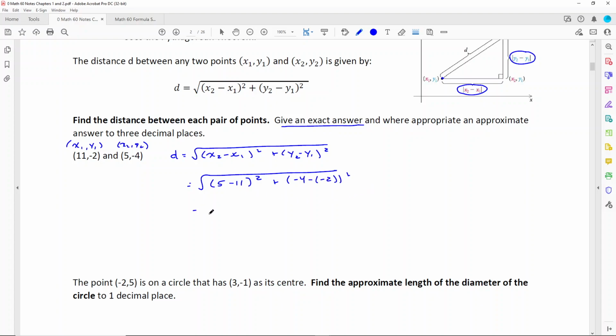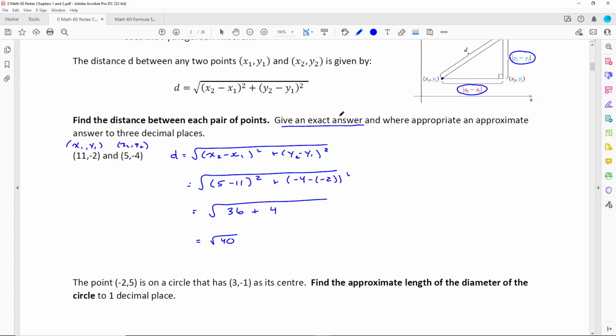And then we simplify. If I do this, I get 5 minus 11 is negative 6. Negative 6 squared is 36. Here I've got negative 4 plus 2, so negative 2 squared is 4. All right, 36 plus 4 is 40.